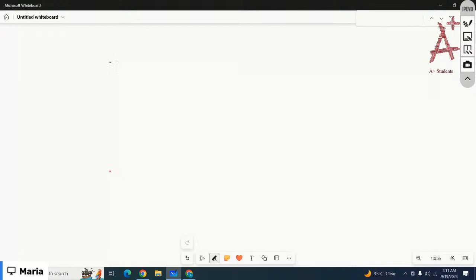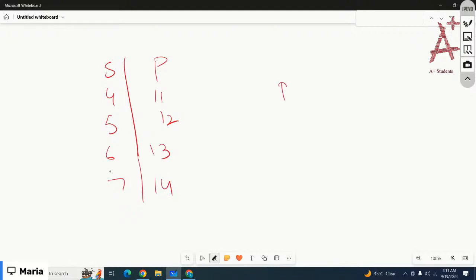Okay, for example, you have a table of values for two variables s and p. They are 4, 11, 5 and 12, 6 and 13, 7 and 14. You have to write the equation p equals s plus the missing number, right? You have to find the missing number.